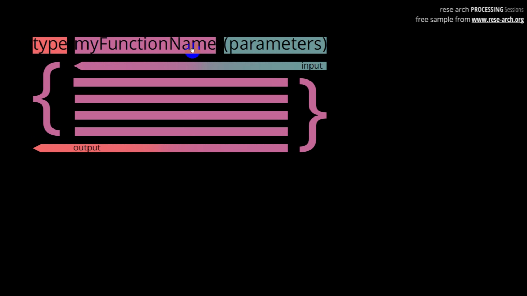So this is how you actually write a function. You name a type, you name a function name, and then you define the parameters. Then you make a curly bracket, and then you make all the content of the function, and then you make some kind of an output.